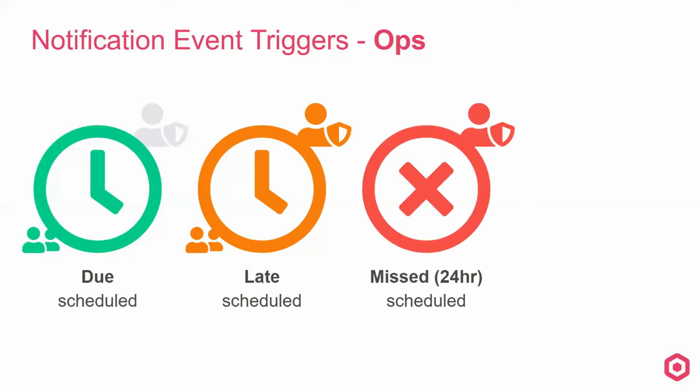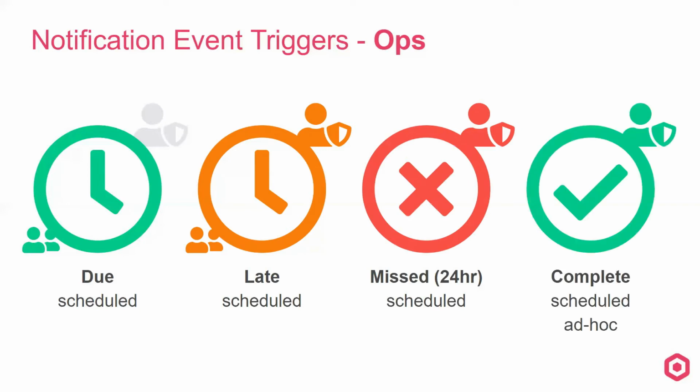These are all optional. The next one is if an op gets missed, which means that it's gone 24 hours past the end time that it was supposed to be completed. On this occasion, you're not going to be alerting the people who are supposed to perform it, but the supervisor almost certainly would want to know. And then the last type is when an op is completed. Again, this one would only go to a supervisor, and this notification can happen not only on the scheduled ops that have a start and an end time, but also on the ad hoc ops as well.